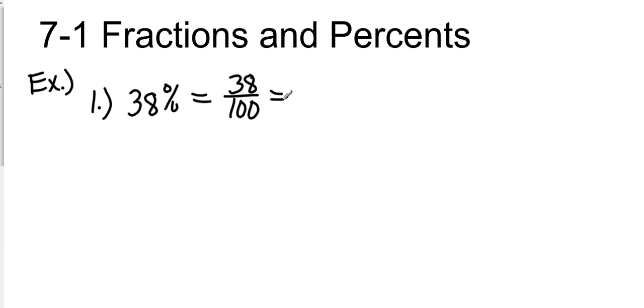I know that 2 goes into both of those, so 2 is going to go into 38 19 times, and 2 is going to go into 100 50 times. So that answer would be 19 over 50.